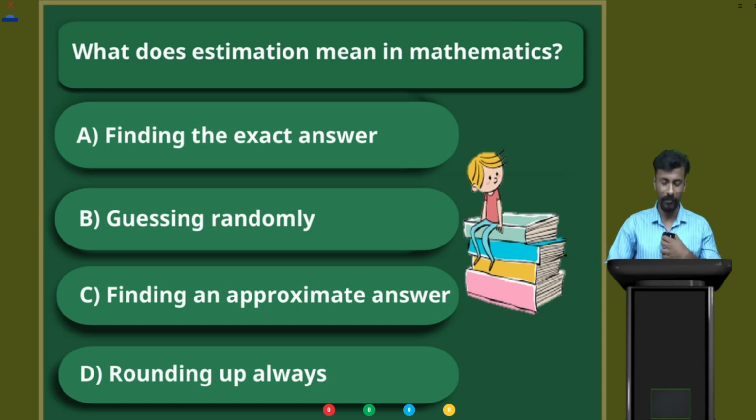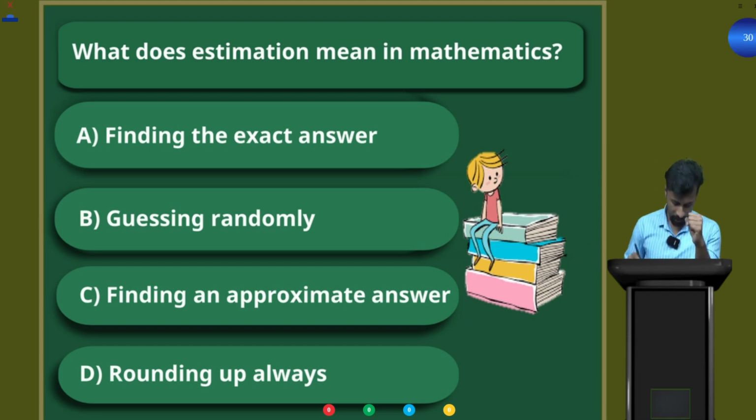Okay, so students, the next question is: what does estimation mean in mathematics? Estimation is nothing but just an assumption, an assumption of how we can treat something in an expression in mathematics. Here are some options. Option A is finding the exact number, guessing randomly. Option B, finding an approximate answer, and rounding up always.